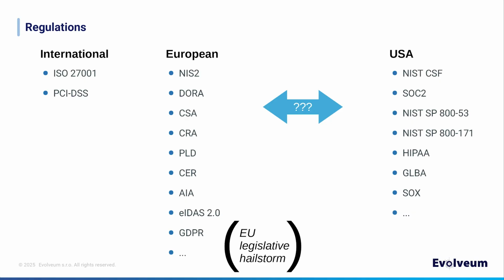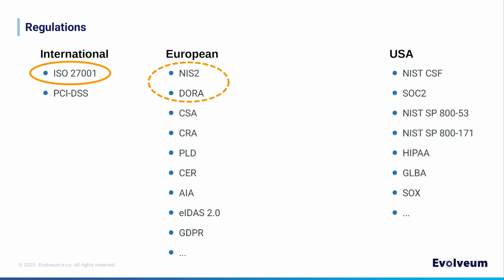There are also American regulations that are different from European, of course. We will not go too deeply into all these regulations and standards. We will have a closer look at just a few of them. First of all, the international standard ISO 27001, and then the European regulations NIS2 and DORA.